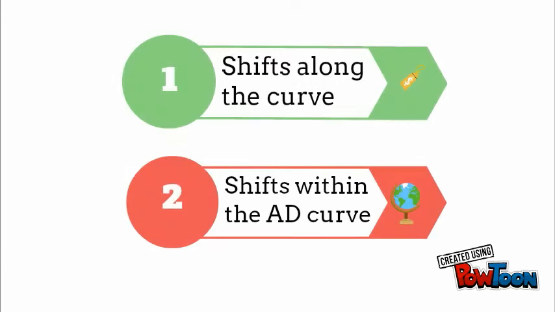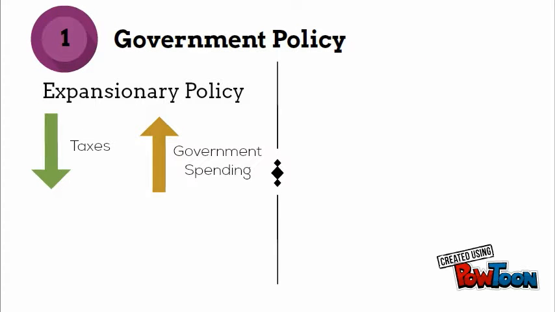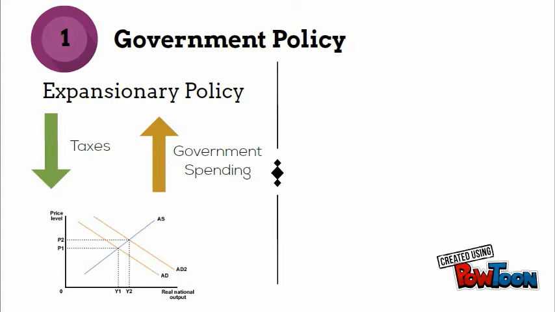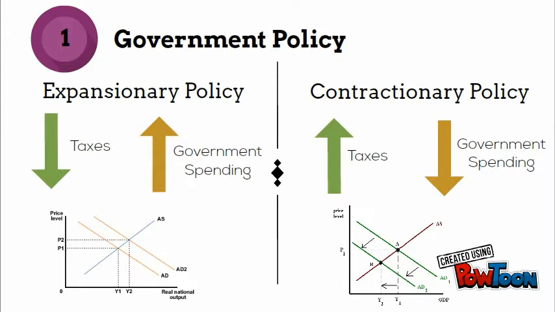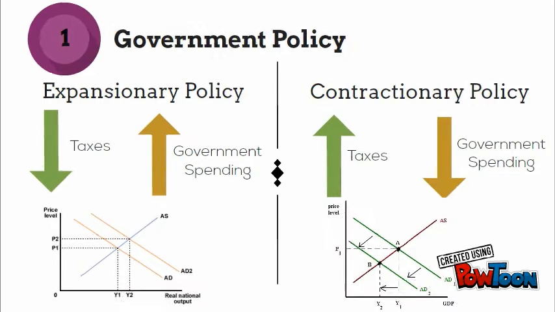Now, we're going to look at shifts within the aggregate demand curve, either shifting right or left. The first factor causing a shift in the aggregate demand curve is government policy. This can be done expansionary or contractionary. Either way is done to either shift the aggregate demand curve left or right.